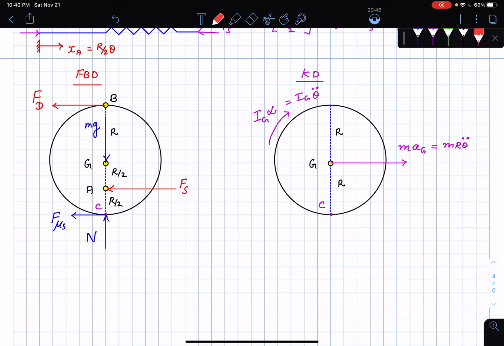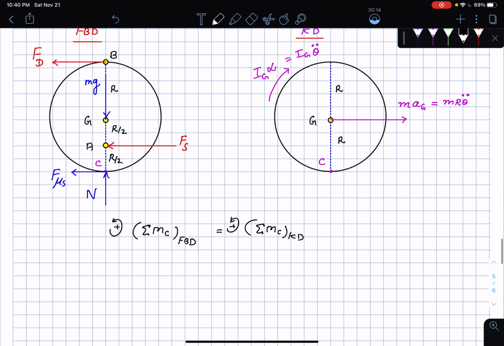Now if I have to derive the equation of motion, then I don't need the friction force and the normal force, right? Who cares about that? So I'm going to just sum moments about the contact point and call it a day. To find the equation of motion, the sum of moments at the contact point on the free body diagram is going to be equal to the sum of moments at the contact point on the kinetic diagram.